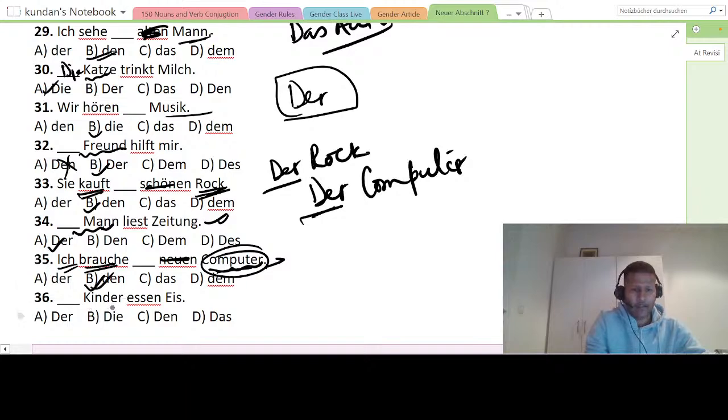And the children are eating ice cream. So this is subject, but plural. Okay, das Kind is one, die Kinder is many. So the subject will remain the same. It will not change in plural, D.